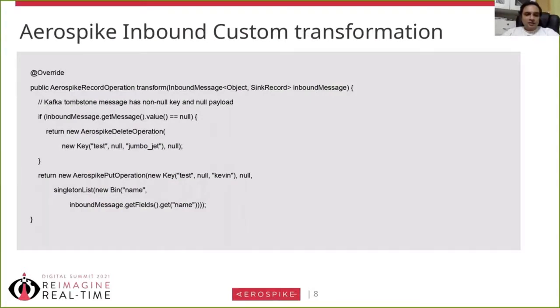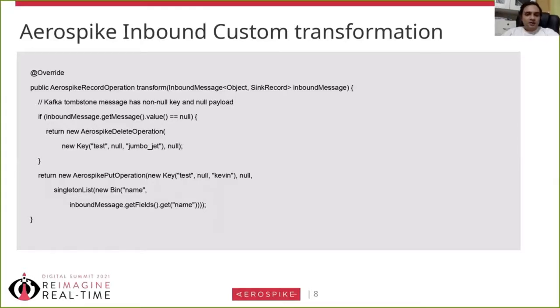What we see next on the screen is an example of a custom transformation. Custom transformation allows you to do more elaborate or more intricate transformations on the incoming message. You could, for example, convert the incoming message to CDT operations. So you could take a field from the incoming message and append it to an Aerospike CDT list.